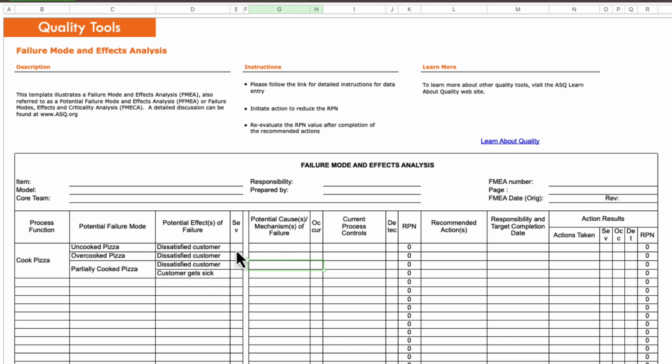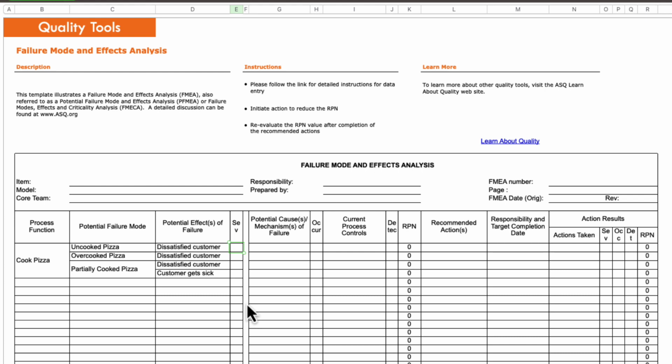All right, so now we want to look at the severity. What we're trying to figure out with severity is how severe each one of the potential effects of the failure is. So for example, a dissatisfied customer, what does that mean for the business? Well, if 1 is okay and no big deal, and 10 is absolutely catastrophic, I wouldn't say that a dissatisfied customer is catastrophic.